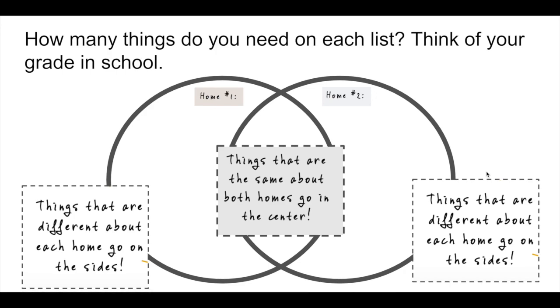Now, you might be wondering, how many things do I need to put on each list? Well, think about your grade in school. If you're a second grader, you need to have at least 2 things over here, 2 things over on this side, and 2 things in the middle. If you're a third grader, that goes up to 3. 3 things on each list, in each place. And fourth graders, at least 4 things.